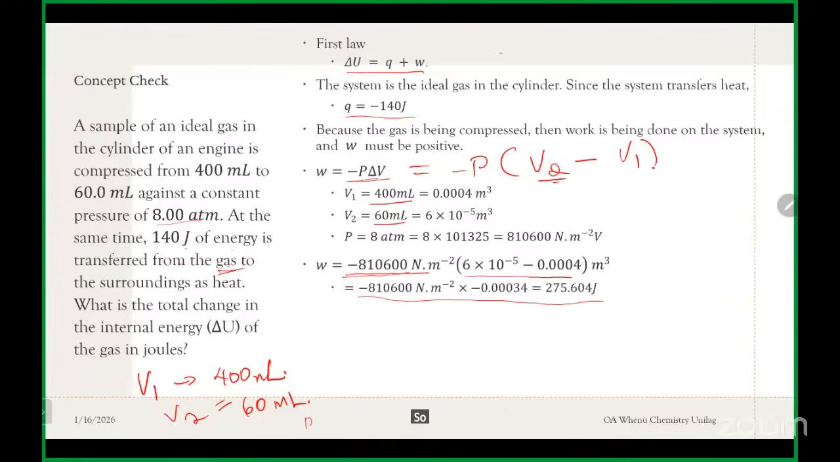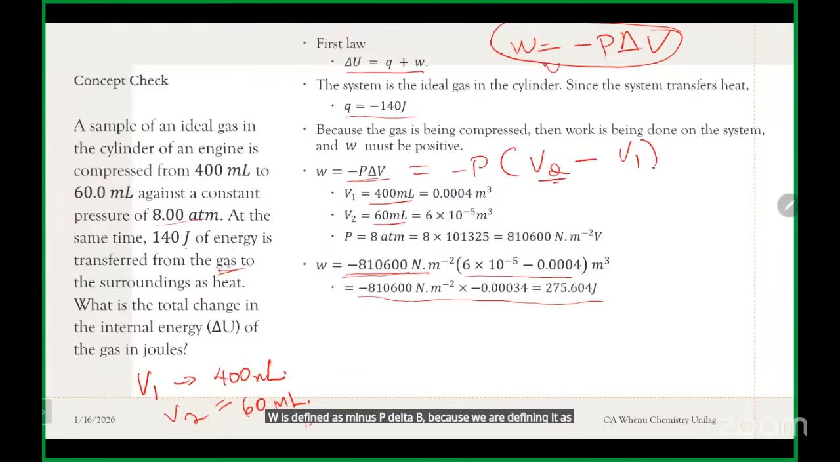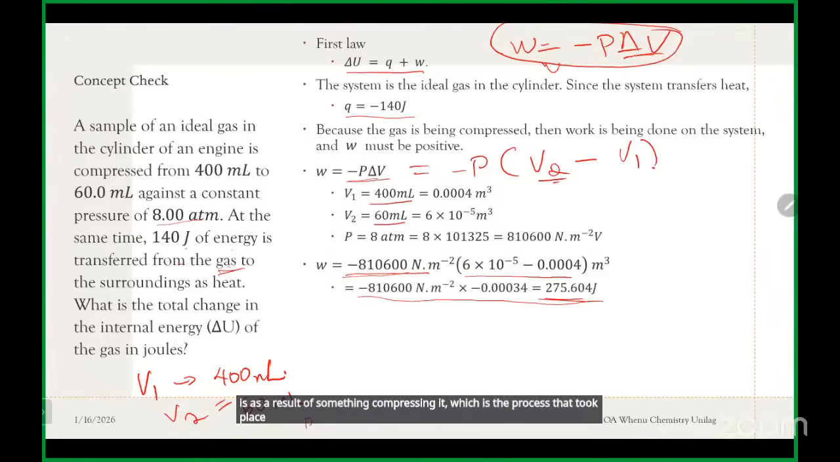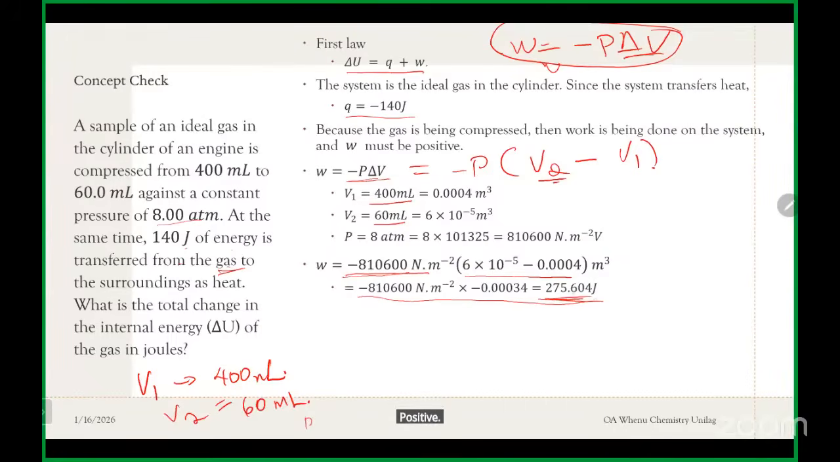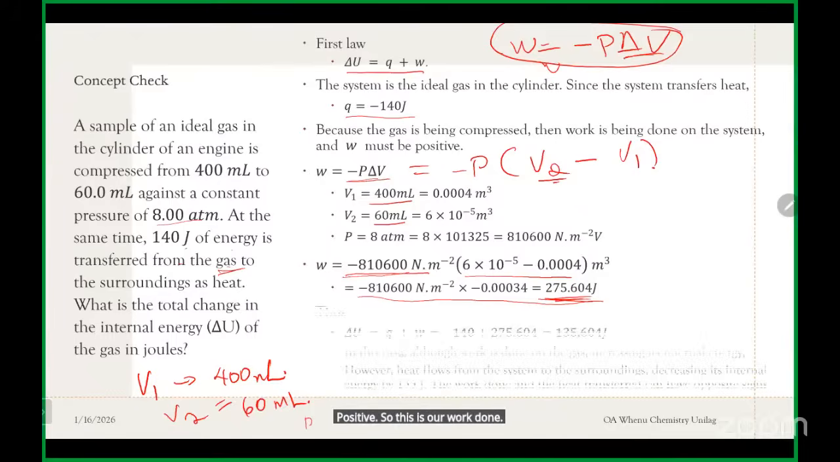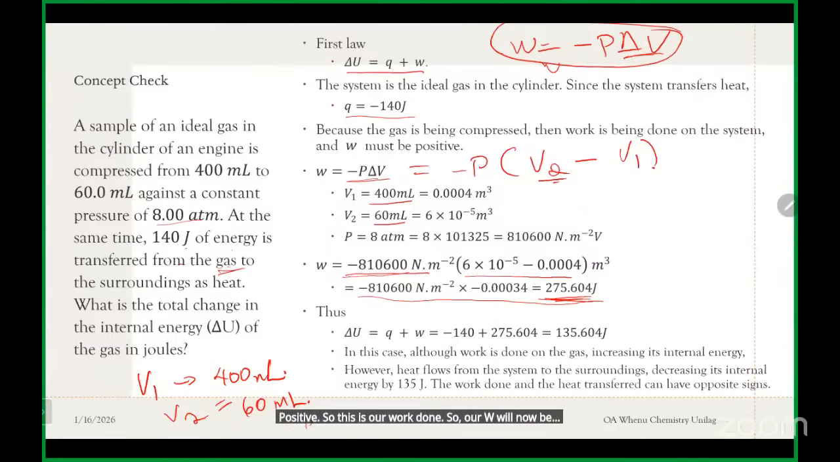So what I'm trying to tell you in essence is W is defined as minus P delta V because we are defining it as work done by the system. So if the work is as a result of something compressing the system, which is the process that took place, it will end up being positive. So this is our work done. So our W will now be, let's see, 100. Abdul Rashid, your answer is not correct.